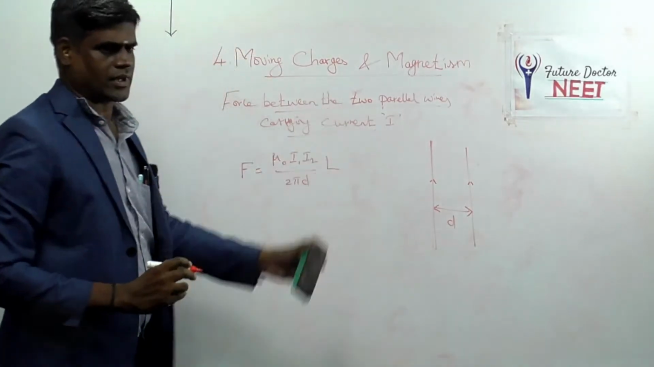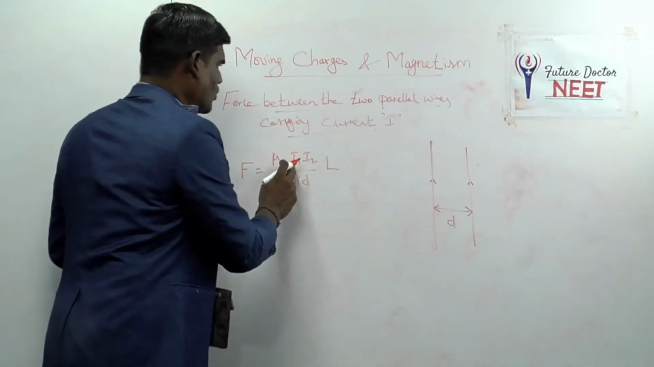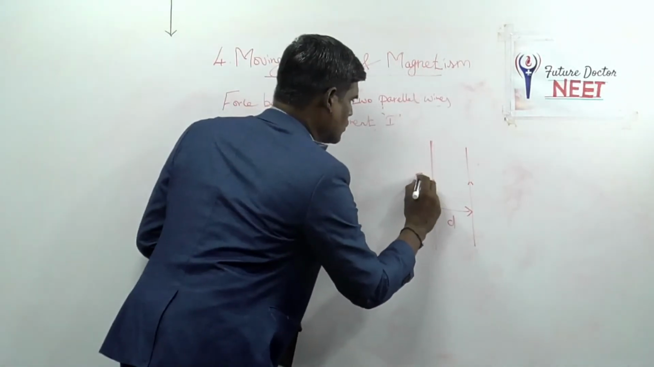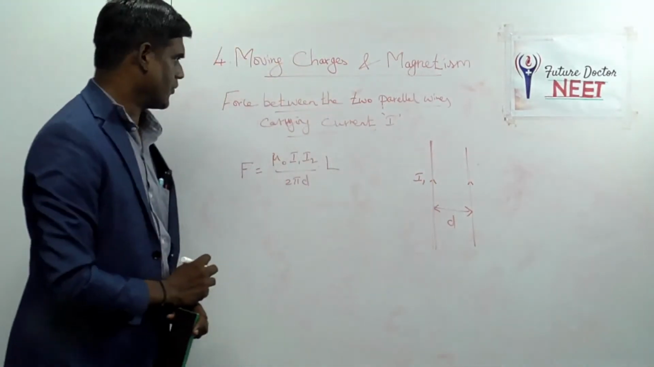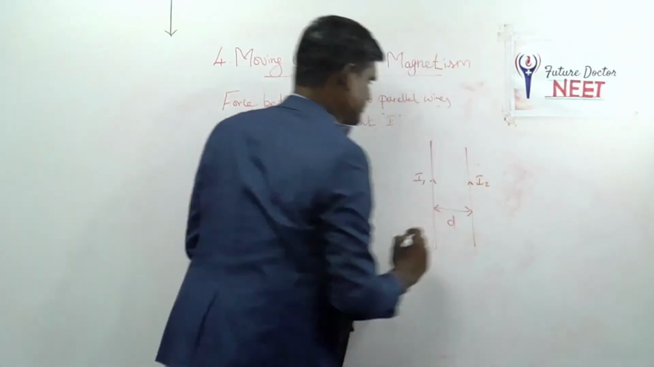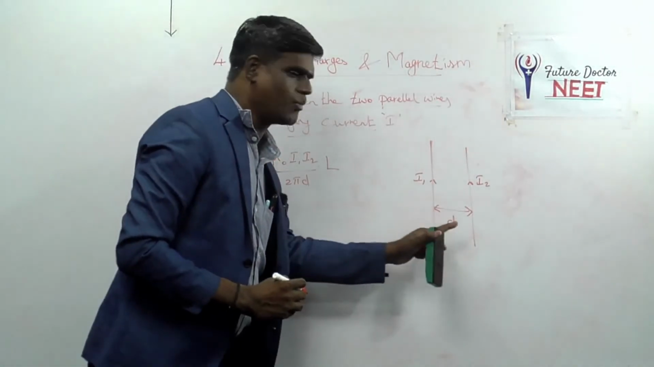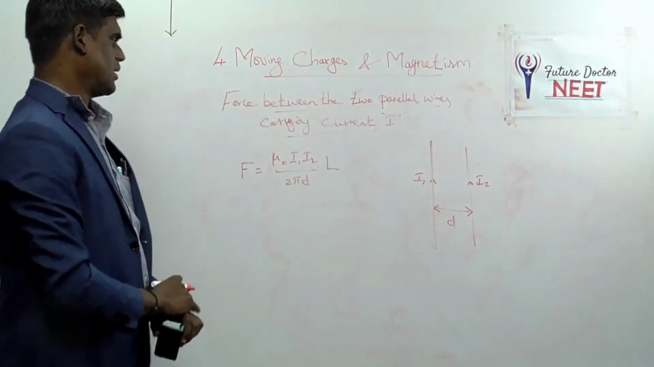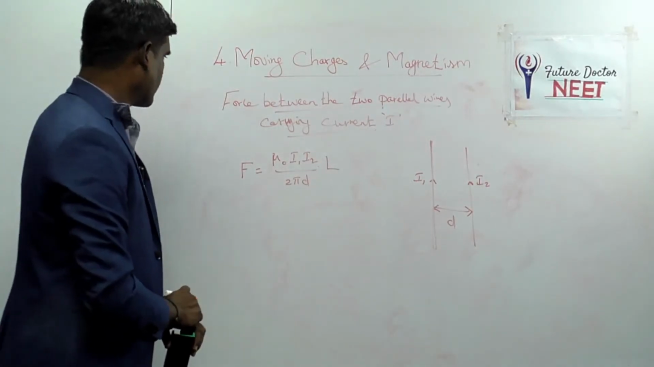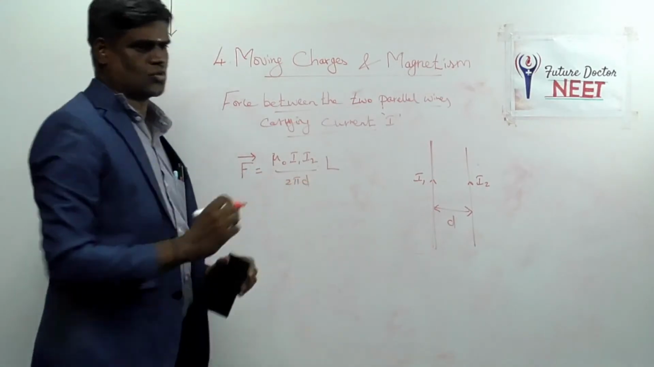L is the length of the conductor, or length of the wire. I1 is the current flowing through the first conductor, first wire, and I2 is the current flowing through the second wire, and d is the distance of separation between the two parallel wires. Okay, and this is the force between the two wires.